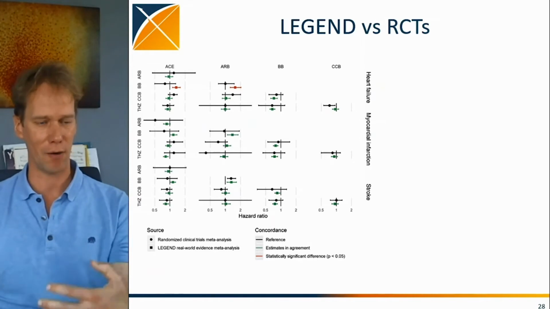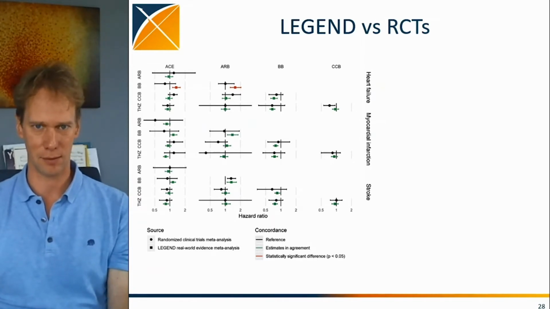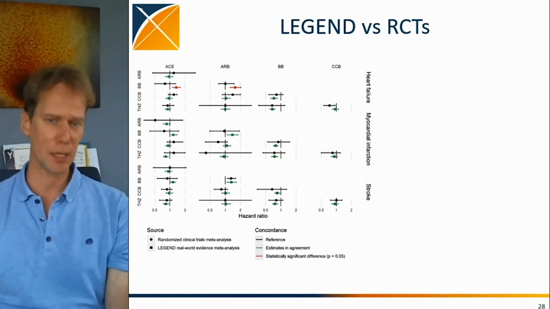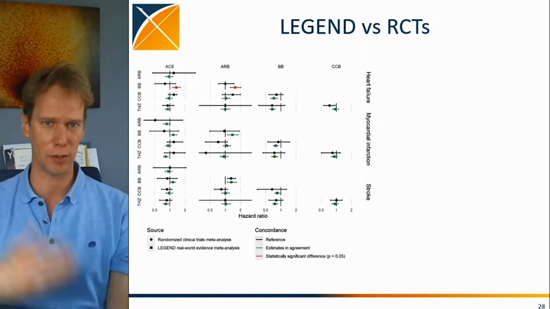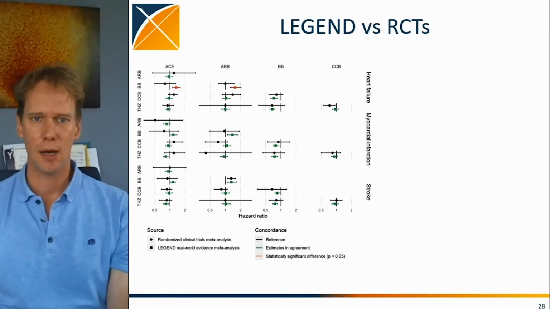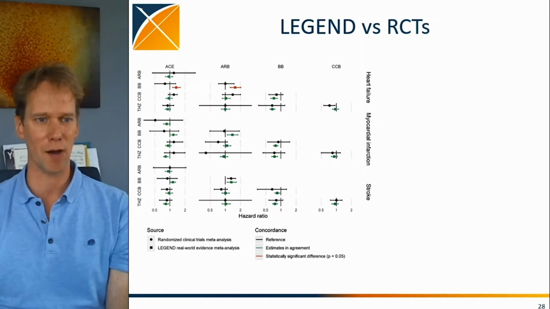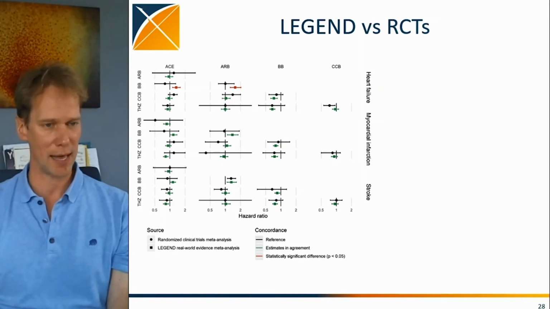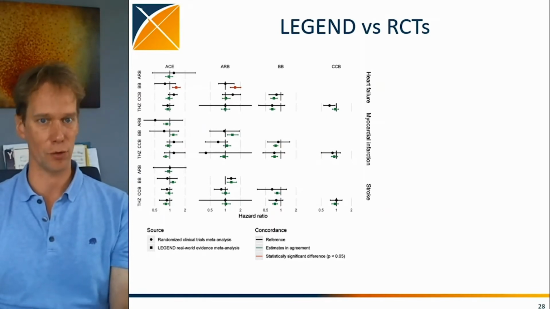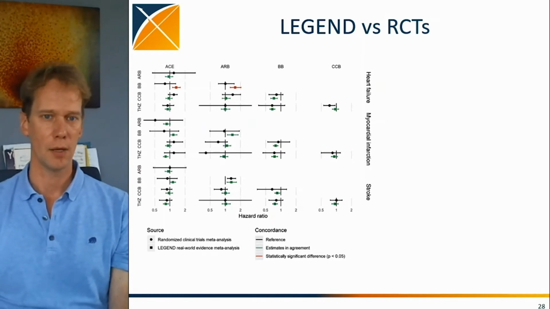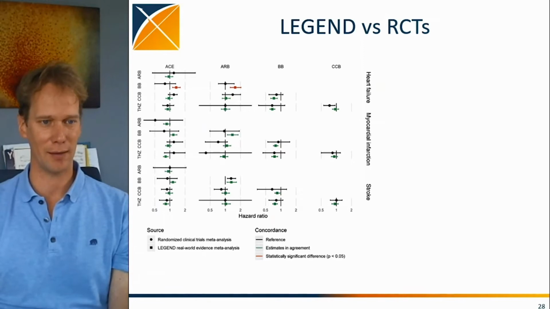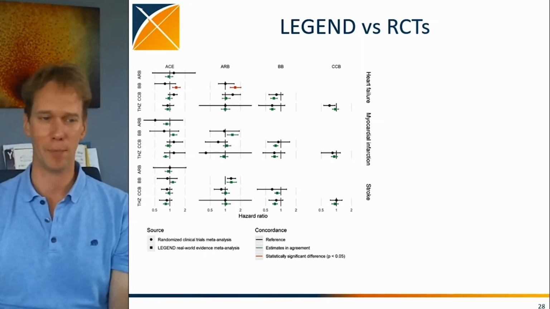And so we want to see how far off LEGEND is from that type of evidence. What I'm showing you here in this plot, this is in one of our JAMIA papers, is the black estimates, the black dots and lines, which are the estimates and confidence intervals coming from the meta-analysis of the randomized trials. So that's our gold standard, if you will. The green estimates and red estimates are the ones coming from LEGEND. That's the meta-analysis across the LEGEND databases, empirically calibrated.